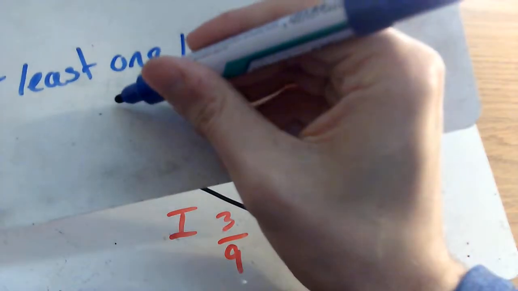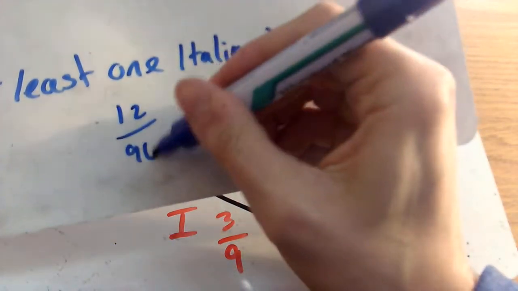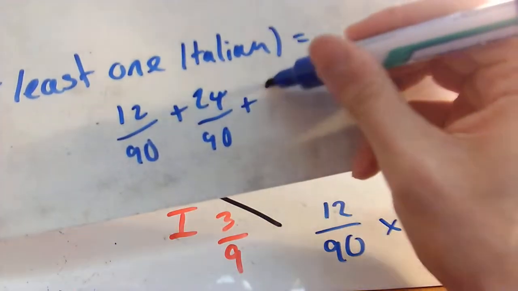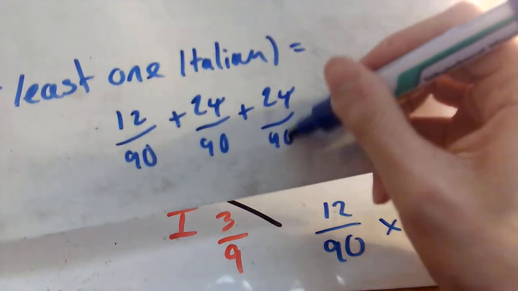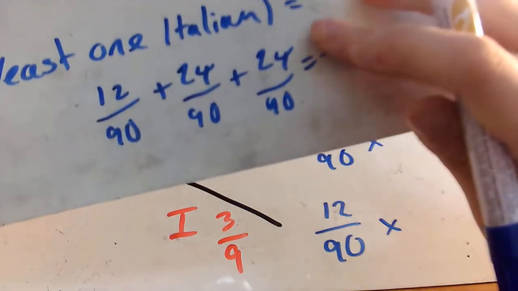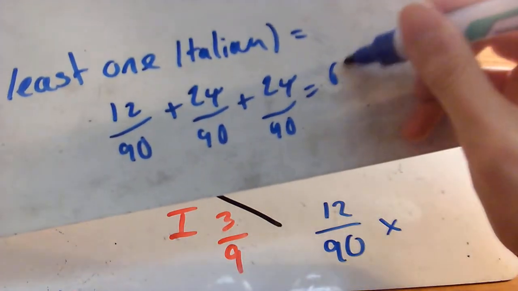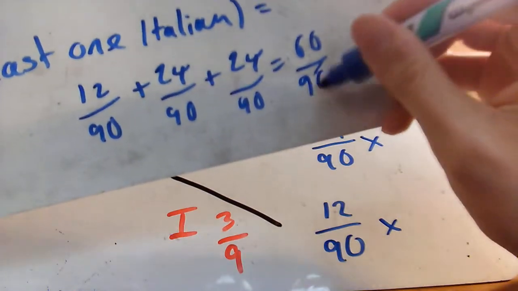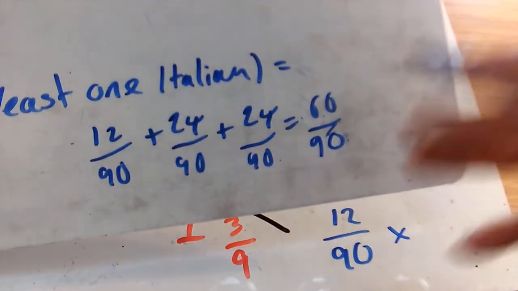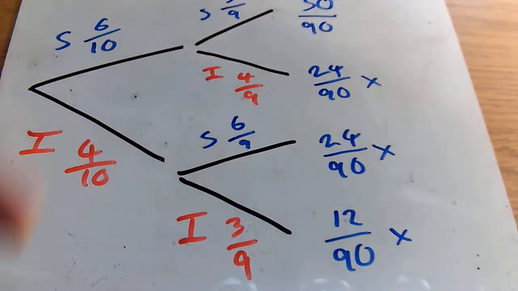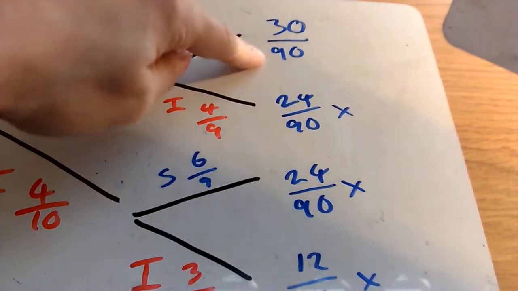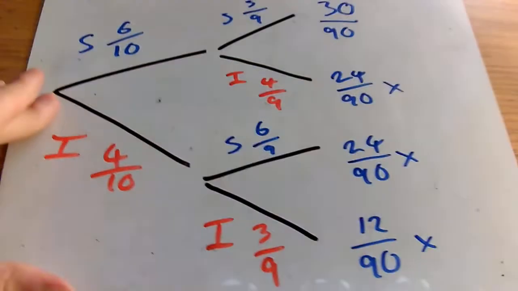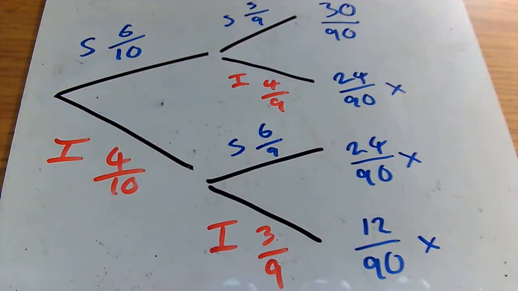So we've got 12 over 90 plus 24 over 90 plus 24 over 90, and that gives us 60 over 90. And again, you can simplify that quite easily, 2/3 in this case. We would have got the same answer by doing 1, subtract that. Okay, that should be enough to be able to answer some of those tree diagram questions, so good luck with that.